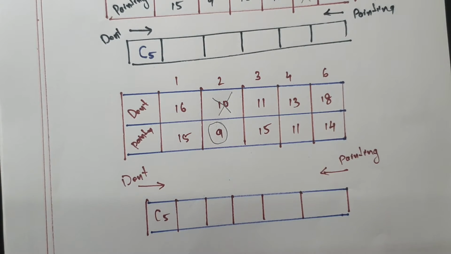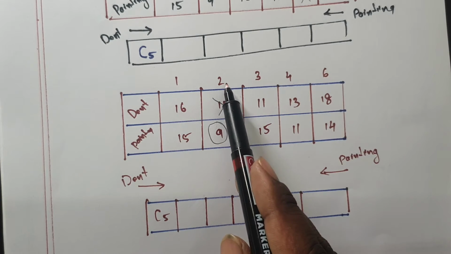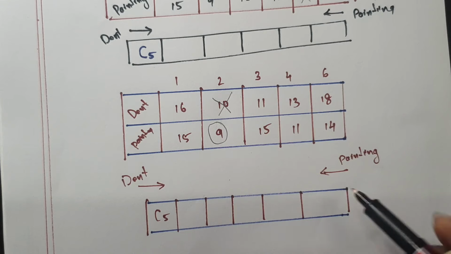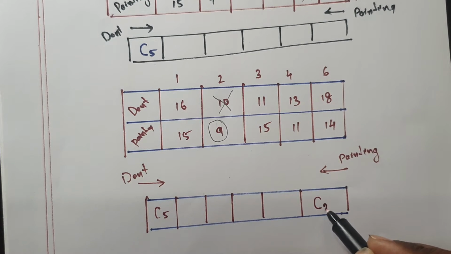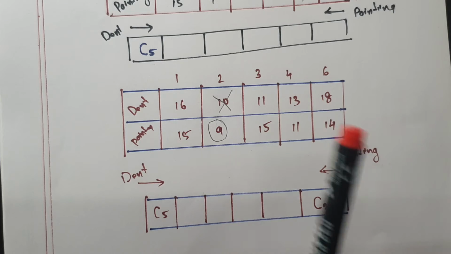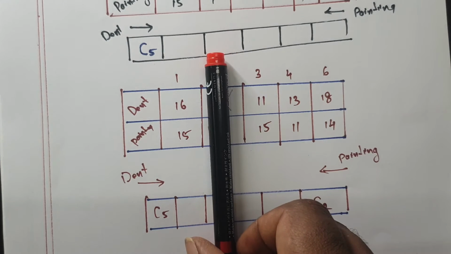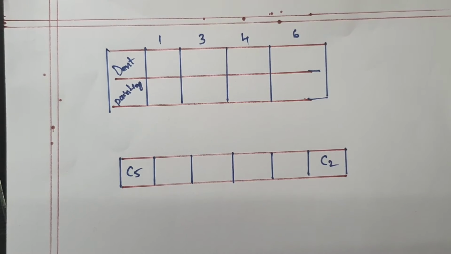Now you have to check which painting 9 is lying in. Painting 2. So here you have to write C2. Again this column will vanish. After that you have to create a box like this again. In the examination also you have to create it like this step by step, then only you will get full marks.